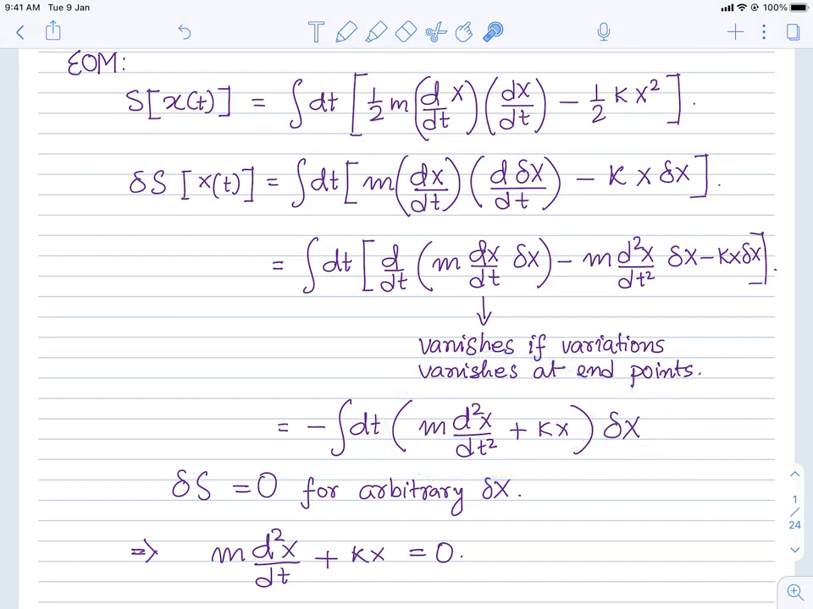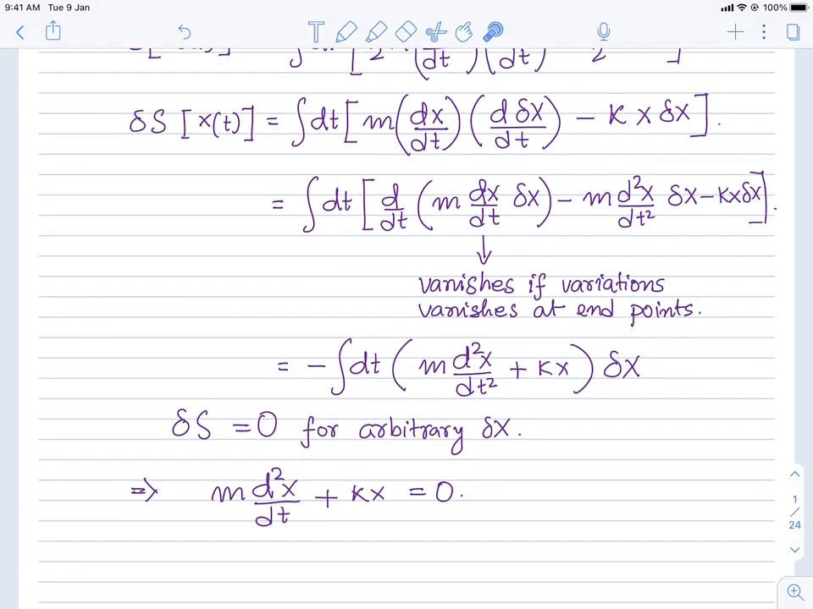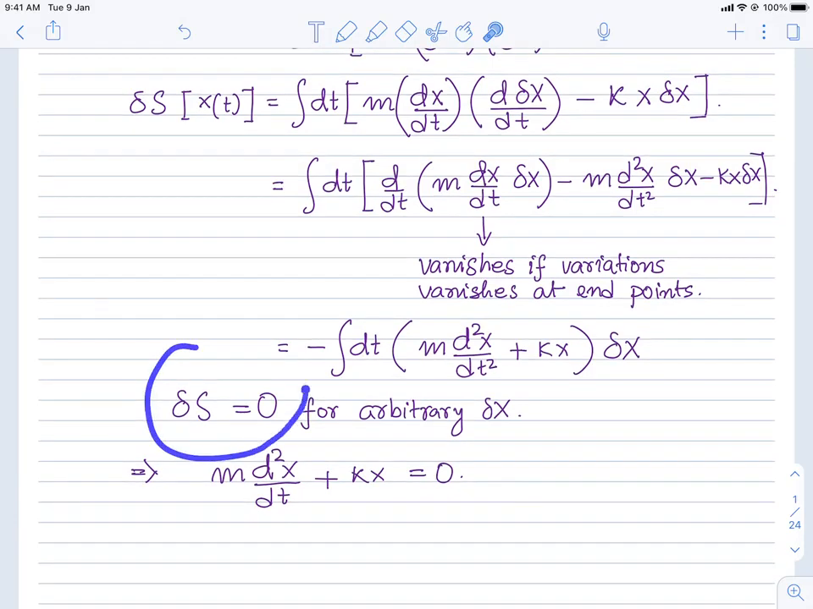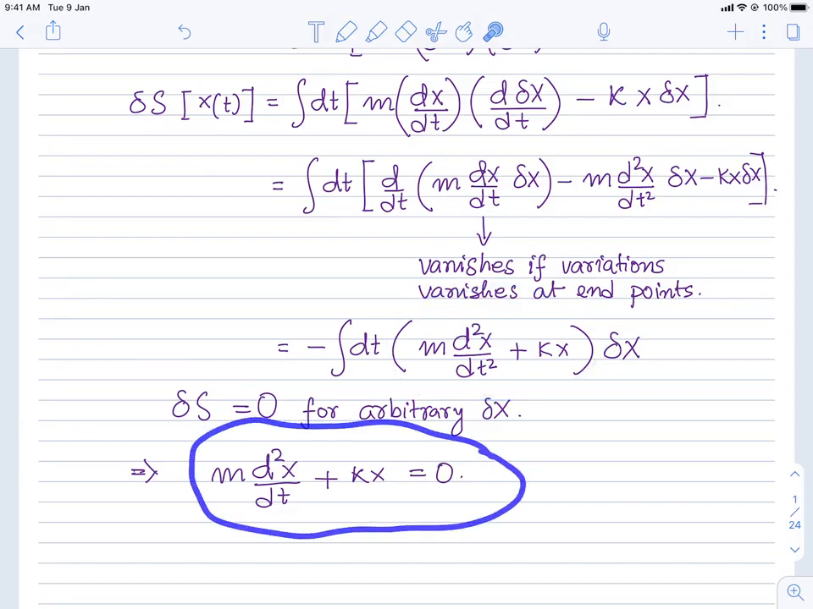So the whole point of performing this integration by parts, or taking this derivative onto this, is that we want to write the variation of the action in this form: an integral over something times the variation in the function. If we are able to do that, then for extremization we have to set the variation of the action to 0. And if this has to be 0 for an arbitrary variation delta x, then this coefficient must vanish locally at every point in time, and this gives us the equation of motion for the harmonic oscillator.